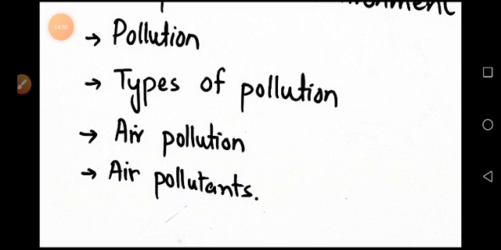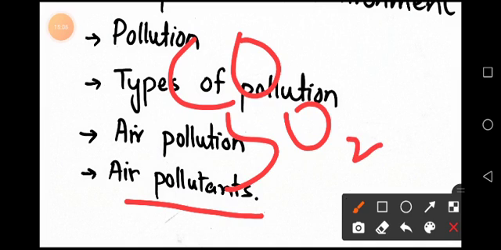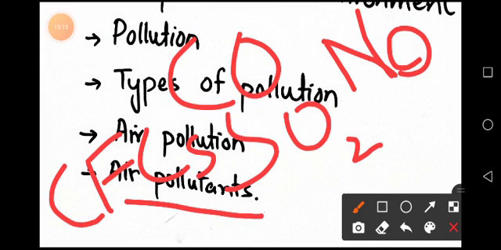Then we discussed the air pollutants. How many air pollutants are there? There are basically different air pollutants which cause air pollution: carbon monoxide, sulfur dioxide, oxides of nitrogen, that is nitrogen oxide and nitrogen dioxide, and the other one is CFCs, that is chlorofluorocarbons. These are all the major air pollutants which affect our environment and cause air pollution.